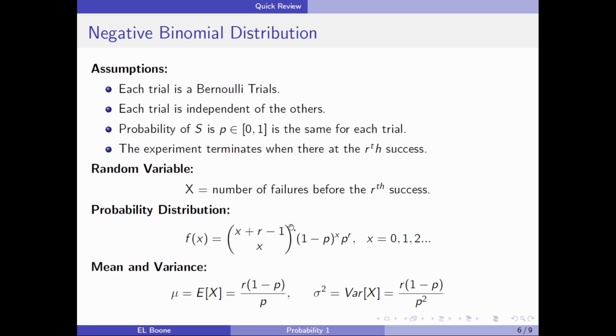because it kind of looks more like the binomial distribution than the geometric, but it really is more like a geometric experiment. The mean here is r times (1 minus p) over p. And the variance is r times (1 minus p) over p squared.